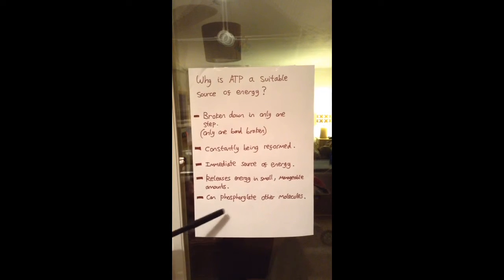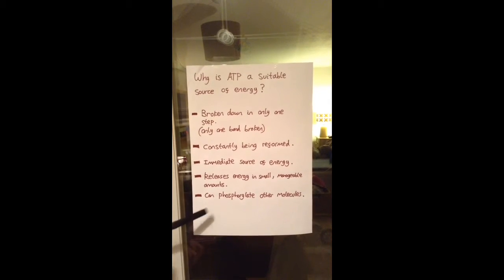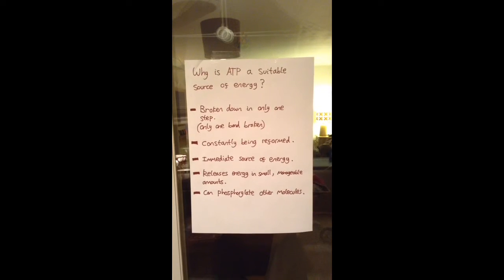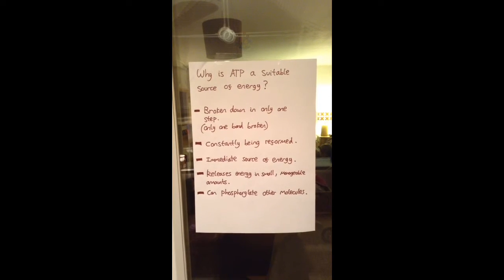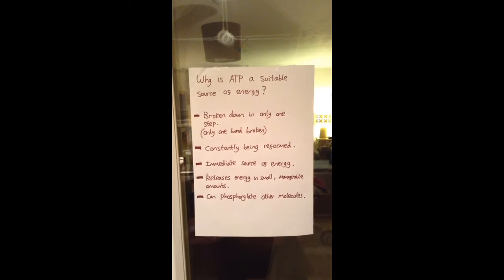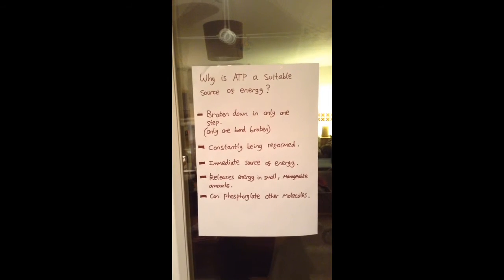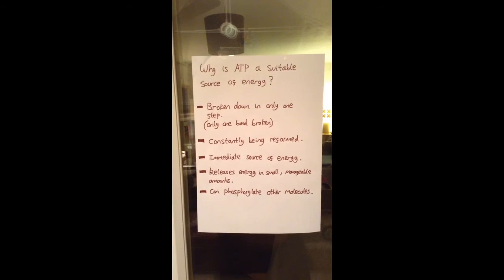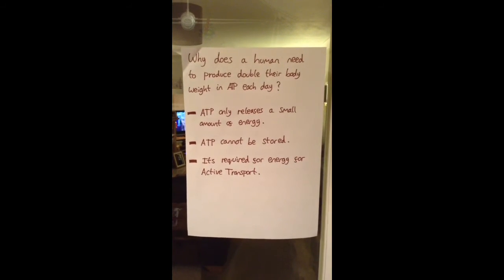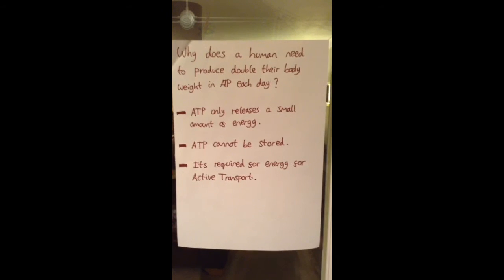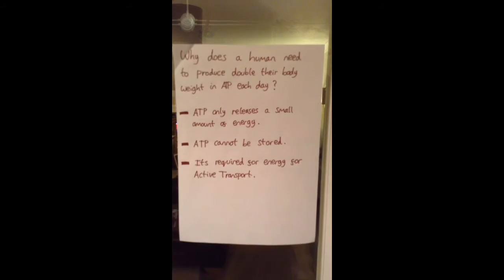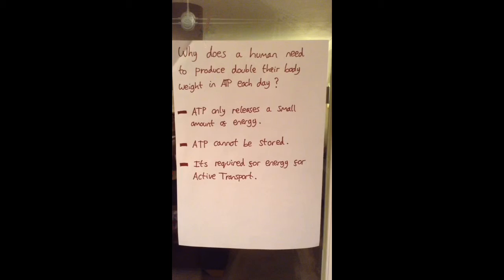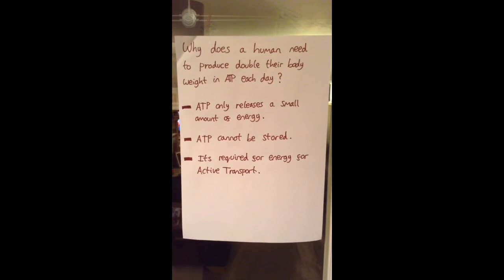Also, when it loses the phosphate group, this phosphate can go on to phosphorylate other molecules, not just other ATP molecules. It can go to phosphorylate other molecules, which is also really useful. So that's why ATP is a suitable source of energy. Another question, so the last kind of question you'll probably get about ATP, it will be something like, very similar, you have to say very, very similar stuff. So, why does a human need to produce double their body weight in ATP each day?